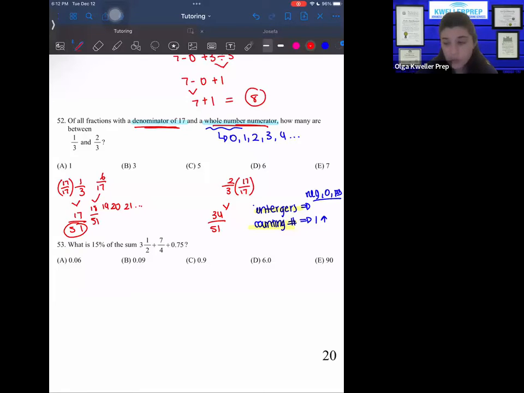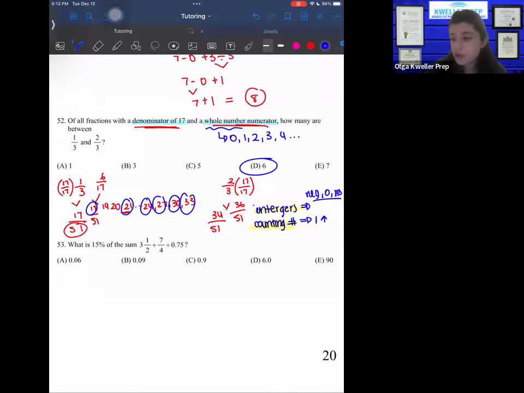And then the next one that's going to work is the next multiple of 3, which is 21. And then the one after that is going to be 24, and the one after that is going to be 27, and then 30, and then 33. And then the next one will be 36 out of 51, which is too high. That's already outside of our range. So instead of wasting time counting all the numbers, we only want to count the multiples of 3. So that's going to be 1, 2, 3, 4, 5, 6. So there's going to be 6 fractions with a denominator of 17 and a whole number numerator between 1/3 and 2/3. Good?